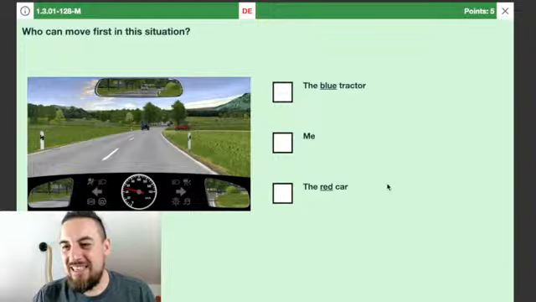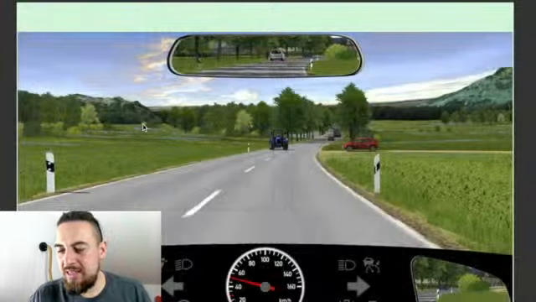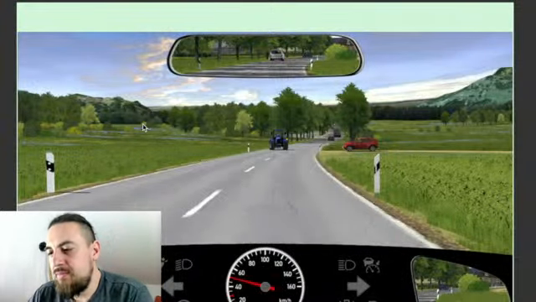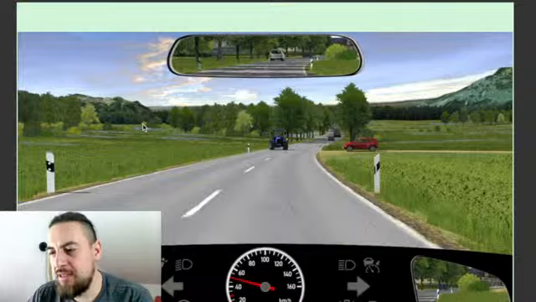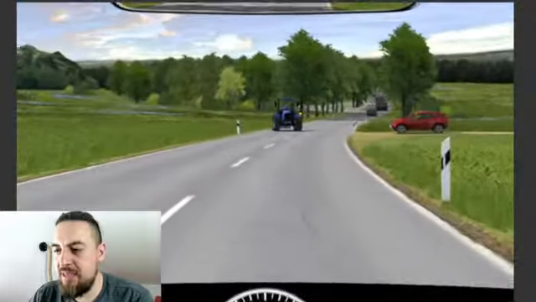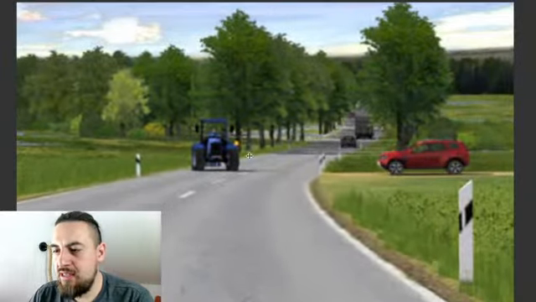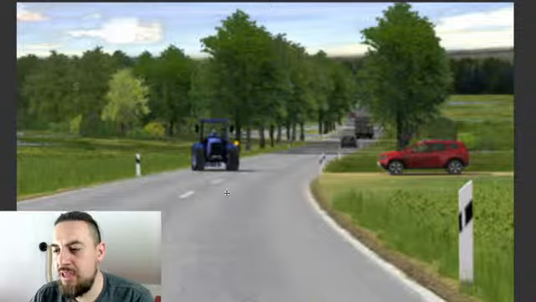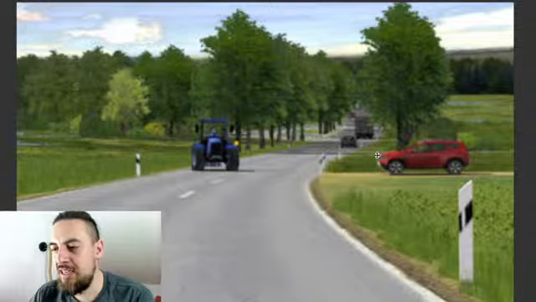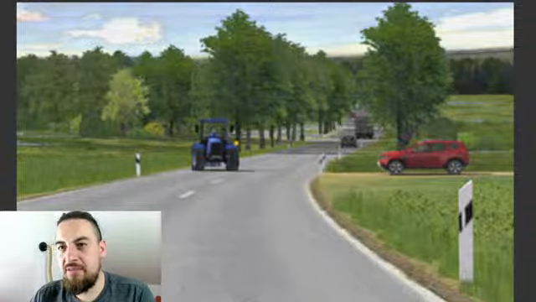Okay, who can move first in this situation? Let's have a look. You are driving around 50. We're going straight ahead. And I don't know if you can see it, but if I zoom in, this tractor has the indicator, so he wants to turn from our perspective to the right. From his side, he is turning left. And there's another vehicle.